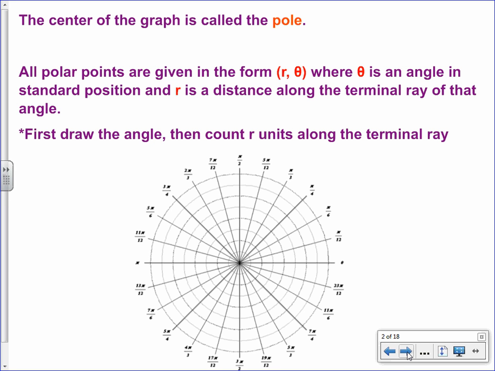I do not care whether you draw the angle first and then count, or count and then draw the angle, but I think it is easier to think about where you're rotating and then move out the spaces. So if we had the coordinates (2, 3 pi over 4), I would rotate to where 3 pi over 4 is and then count out 2 tick marks. We have concentric circles as our grid lines that we count out.